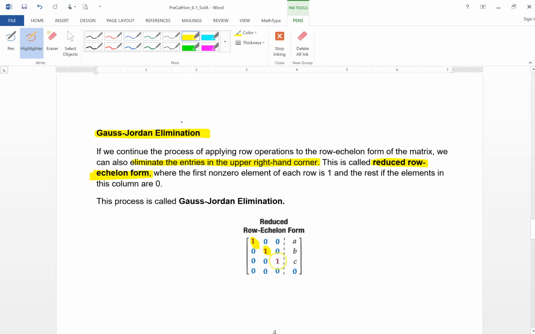Basically, you get 1s here and 0s everywhere else. And this will be your constants here. When you do that, the beauty of it is you can just look at this matrix and say, okay, x is this number A, y is this number B, z is this number C. You see what I mean?